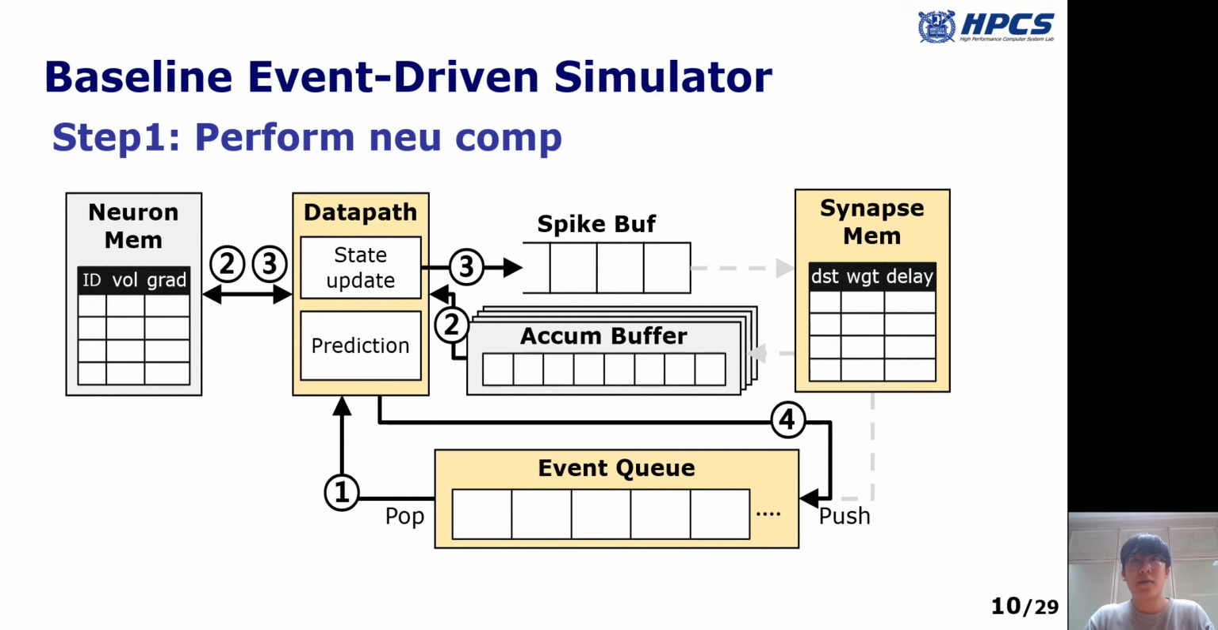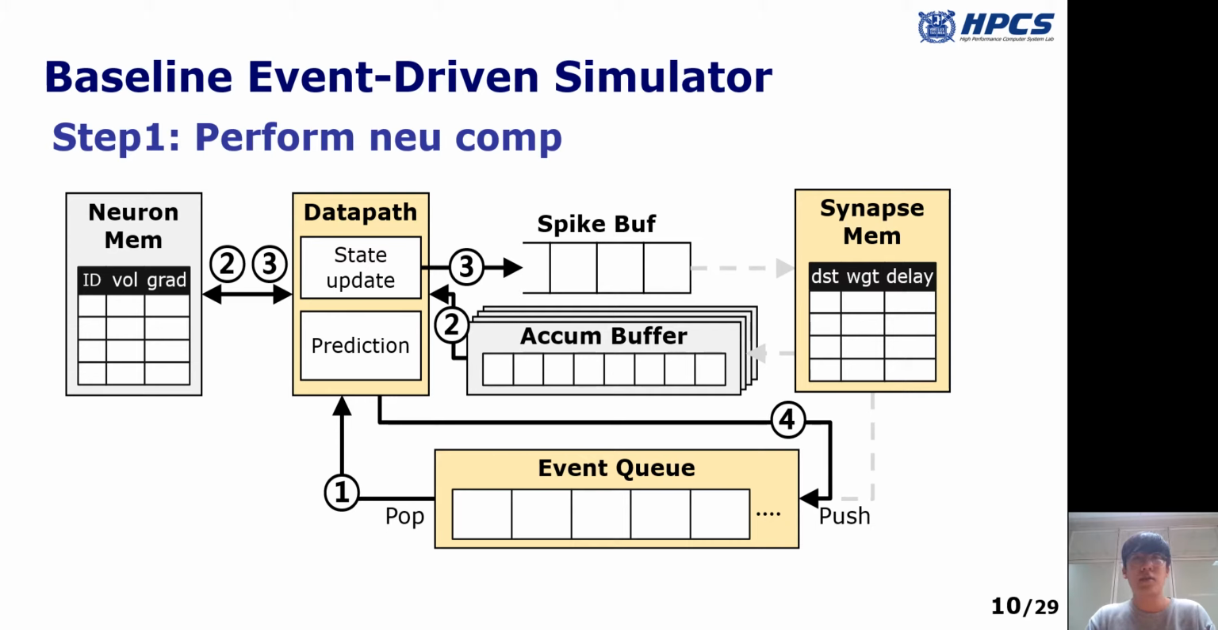Motivated by the potential efficiency of the event-driven method, we extend the existing time-driven simulator to support the event-driven simulation. The figure illustrates the basic working mechanism of the event-driven simulator. As the first step, the simulator performs neuron computations. To perform neuron computations, the simulator pops an event.